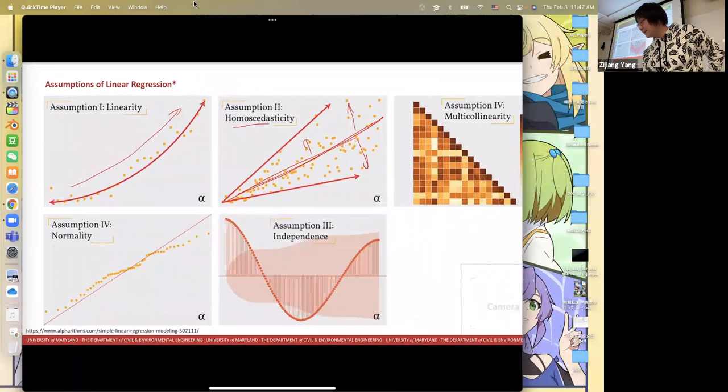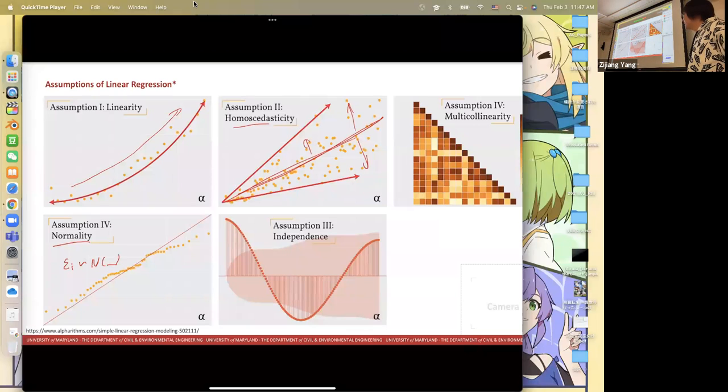The next one is normality. It means the errors should follow a normal distribution. If the errors do not follow a normal distribution, we should not use linear regression.